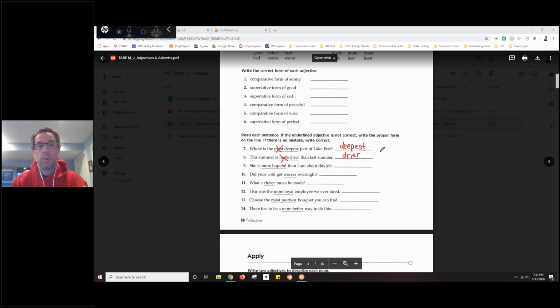And remember, let's say we're comparing 3 summers. It would be the driest. Let's say we get to this summer and it hardly rains. You could say this summer is the driest summer in 10 years, because you're comparing 10 summers, right? So if you're comparing 3 or more things, driest would be the right word, because driest is the superlative form of the word dry.